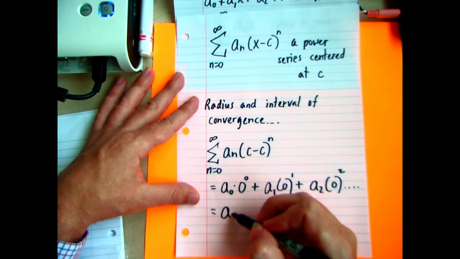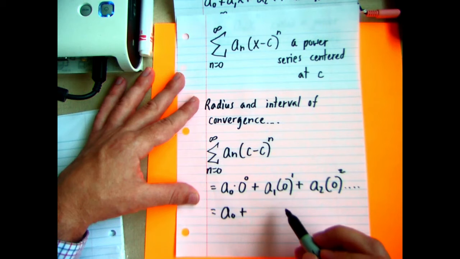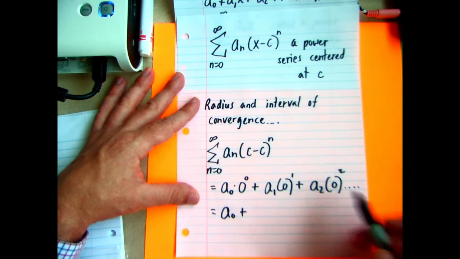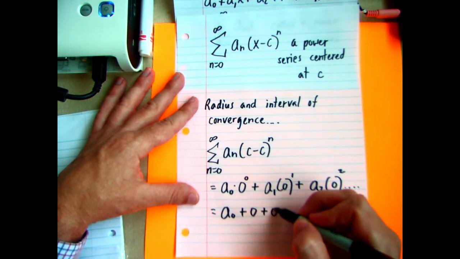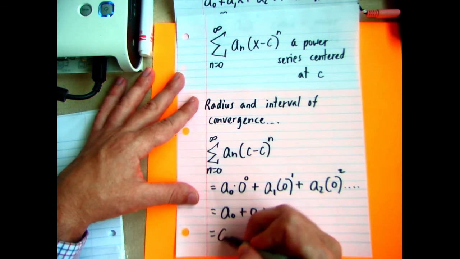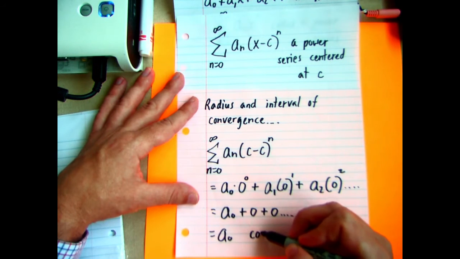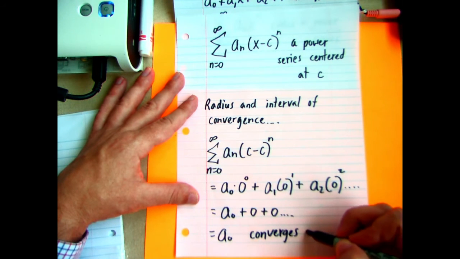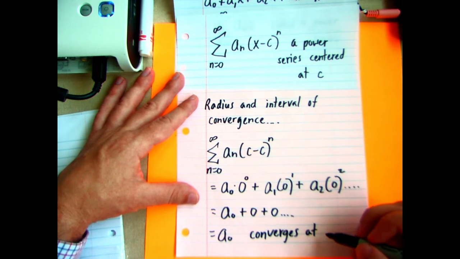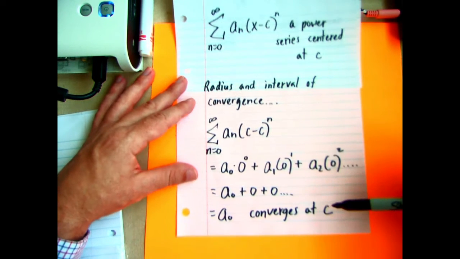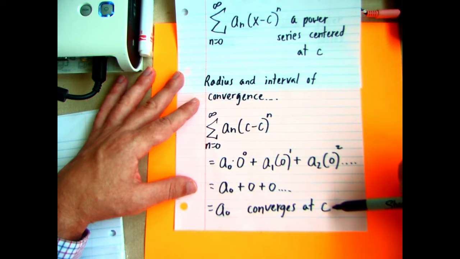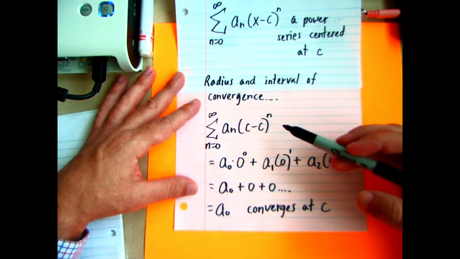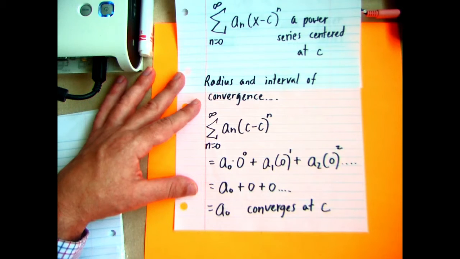And what are these values? Well, a sub 0 times 0 to the power of 0. 0 to the power of 0 is 1. So that would just be a sub 0. And the rest would be 0. So this infinite sum would equal a sub 0, whatever that a sub 0 term is. It converges to that value. So it converges at c. So every power series is going to converge at its center.